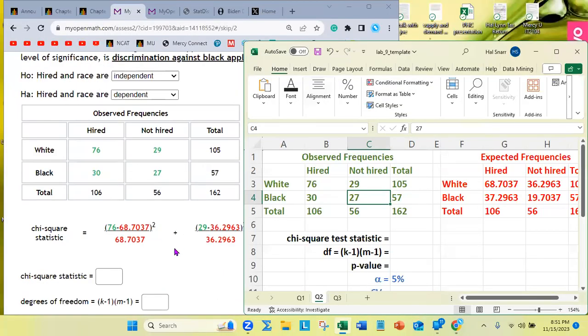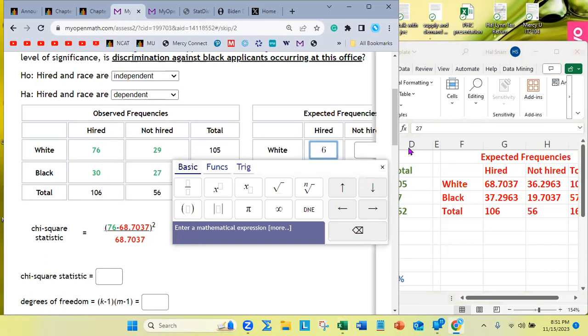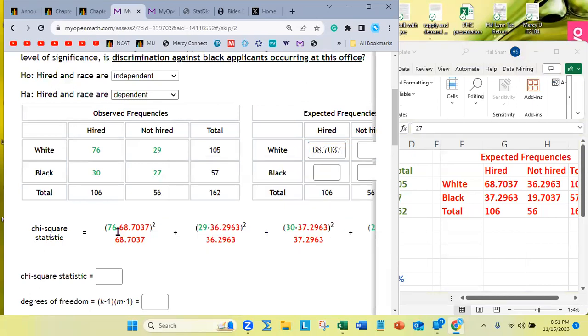So down here is how you calculate the chi-square statistic. We have this 76, this 76 white and hired, subtracted from the expected frequency. And the expected frequency is 68.7037, right? So what we're doing here is we're taking what we observe minus what we expect, and we're squaring that, right? So this numerator is the squared deviation from expected, and that's why we're using a chi-square statistic, right?